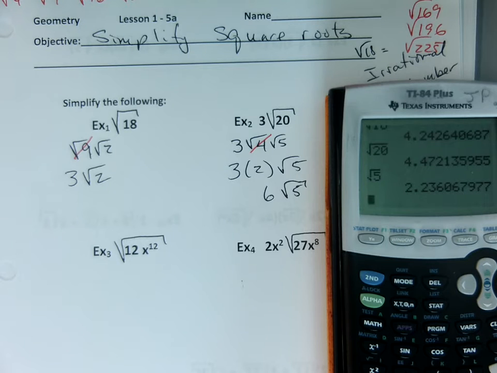X to the 3rd times x to the 3rd. X to the 5th times x to the 5th. X to the 6th times x to the 6th. Okay, real quick, before I go any further. X to the 3rd times x to the 3rd equals what? Good, I agree. X to the 5th, x to the 5th. Good, I agree. X to the 6th, x to the 6th. Agree.